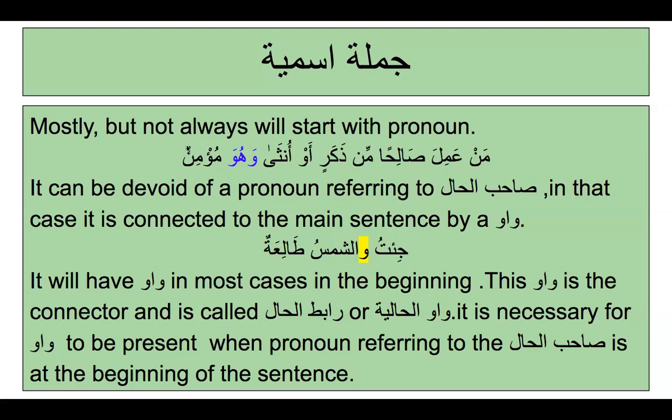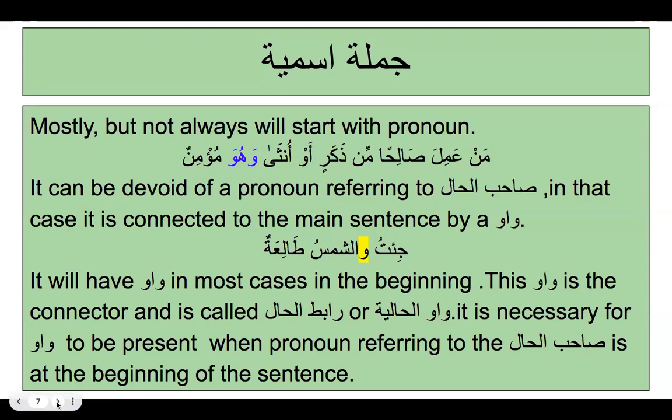What's the status of the jumla that is coming after waw al-haliya? It's going to be nasb, because your hal is always nasb in status. So always remember, the status is going to be fi mahalli nasbin.